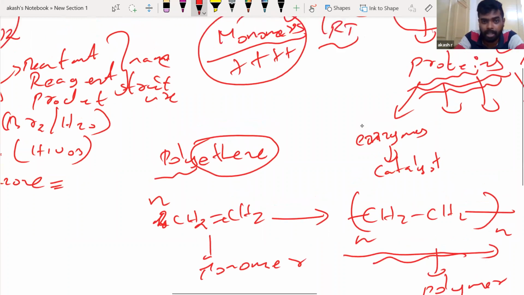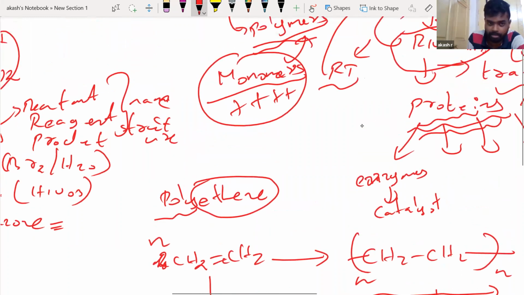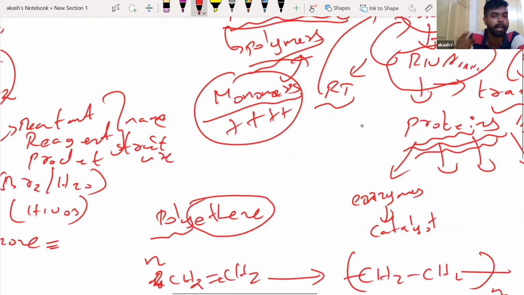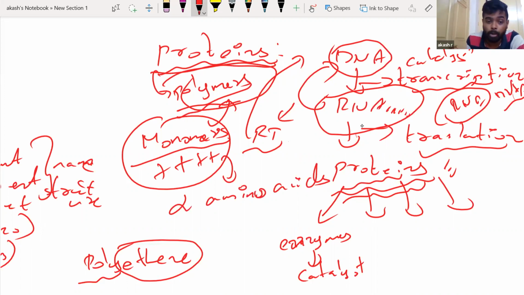You understood, right? So many monomers, single units, will come together to form a polymer. Now, the same thing is going to happen in the case of proteins. I told you proteins are polymers, right? So many monomers will come together to make this polymer. Now we have to understand what the monomers are. Monomers for proteins are alpha amino acids, right? Protein is a polymer, it needs a monomer, and the monomers are alpha amino acids.